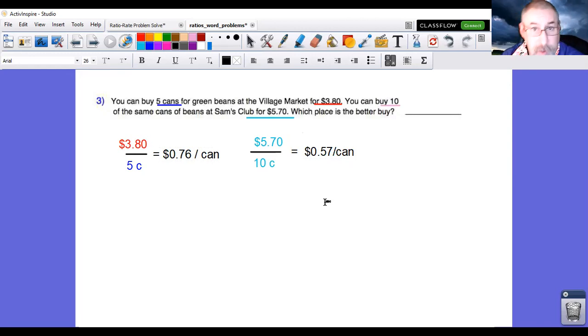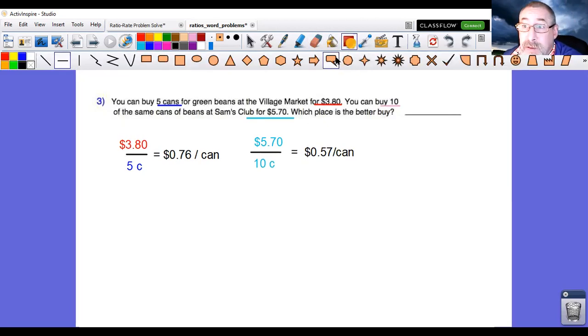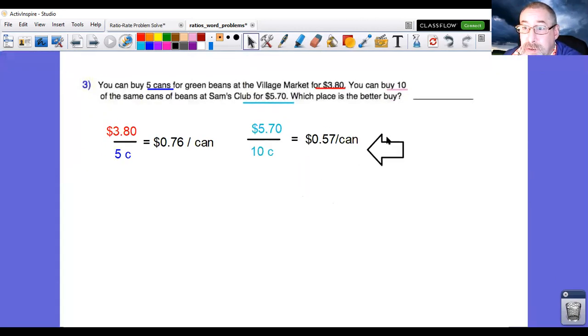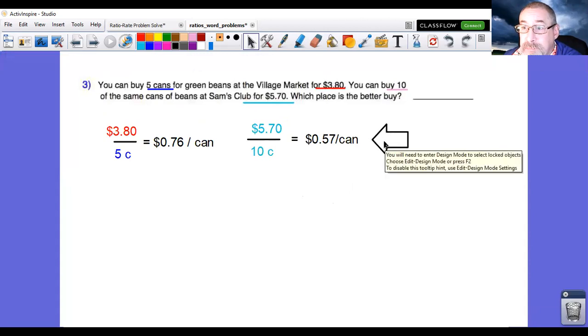So we can compare it. Whichever one has the smallest rate per can is going to be the best buy. So the best buy for this situation is our good old Sam's Club. They have the smaller value per can.